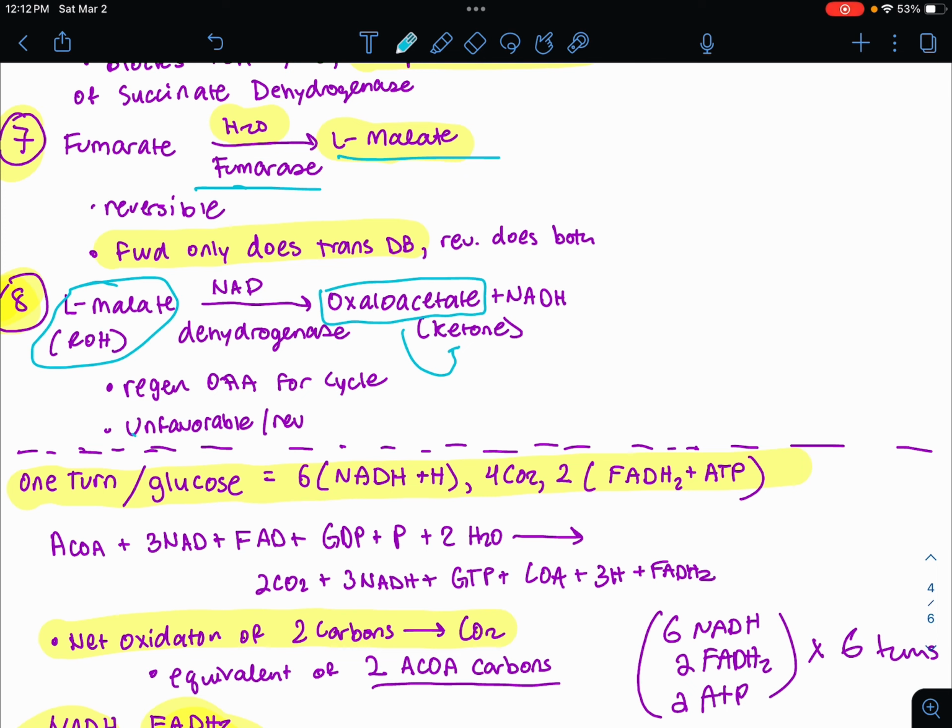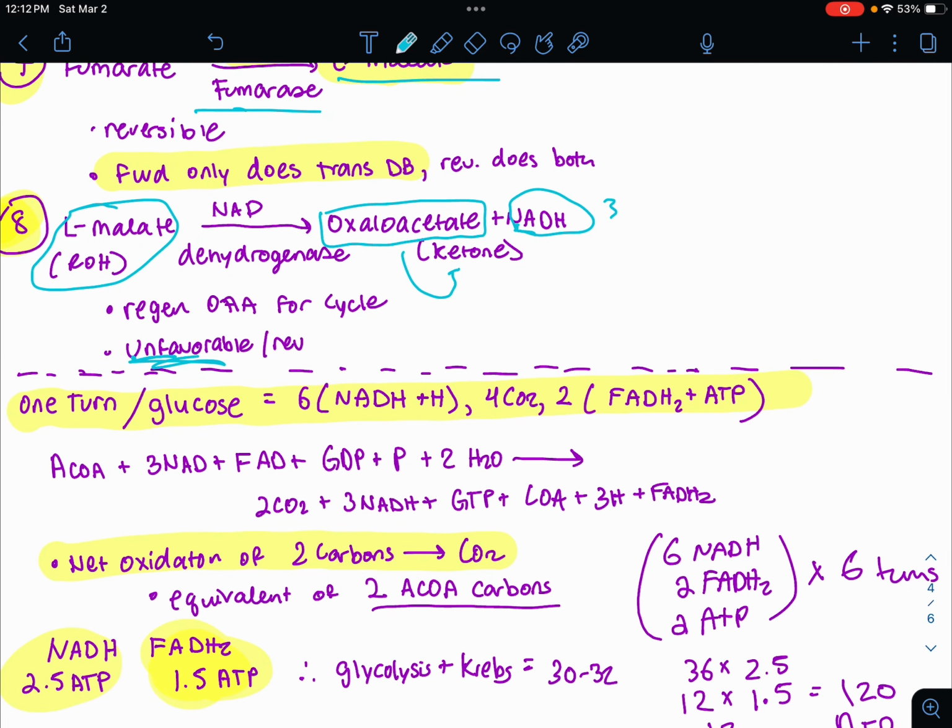reversible. This is unfavorable. We're going to use Le Chatelier's principle to pull it forward. Also, this is the last time we make NADH in the cycle, in step 8. This is the third NADH, but then since we're doing 1 turn per glucose, it's actually 6 NADH, 4 CO2, 2 FADH2, and 2 ATP, because again, we have 2 molecules of acetyl-CoA.